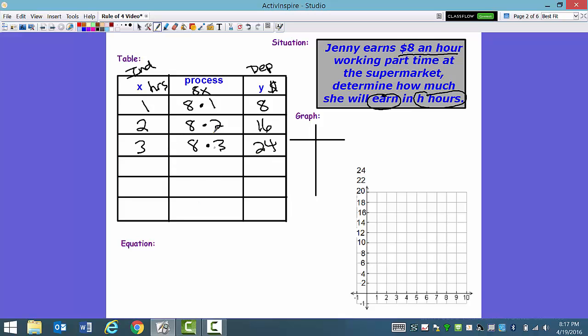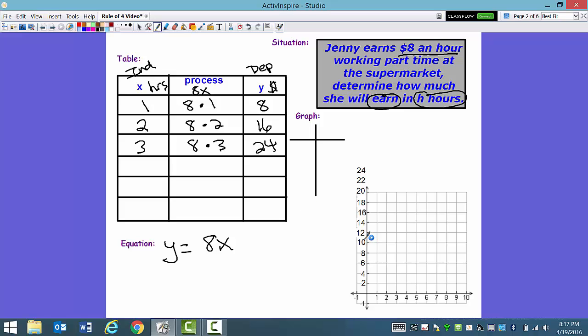I can then turn this into an equation. Equation is really easy. Remember, an equation has an equal sign in it. All I have to do is take my process, 8 times x, 8x, and put a y equals in front of it. I'm solving for y. y is going to equal this process, 8 times x. So there's my equation. Super simple.